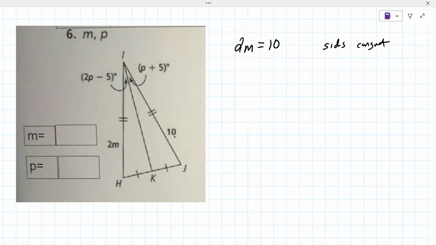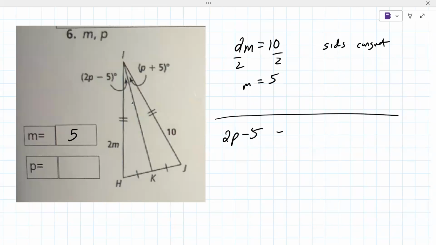5. Yes, M is 5. All right, now to find P, what do you know about these two angles? We've been talking about that over and over again. What do we know is true about them? They are equal. They're congruent, so you can set them equal to each other.